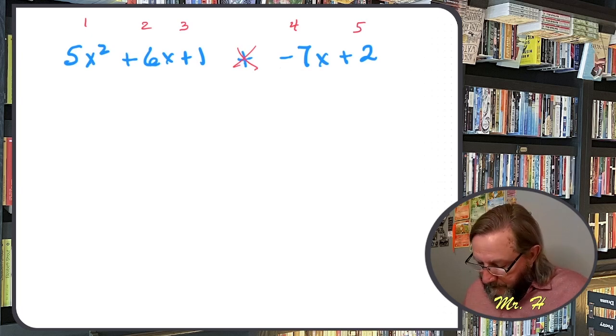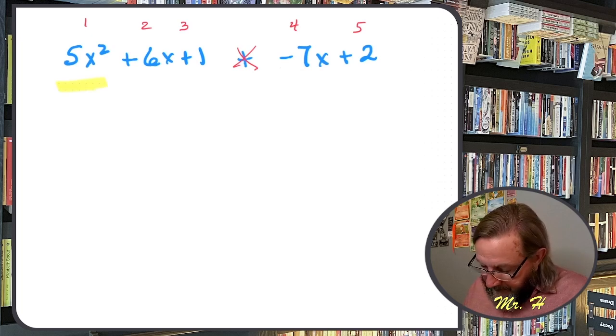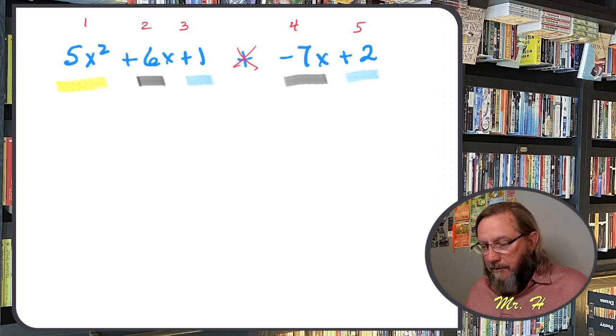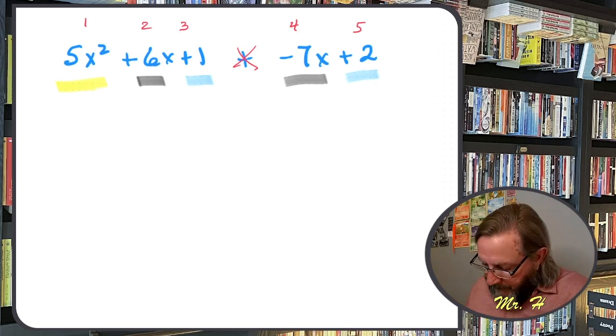So I'm looking through this and I've got a 5x squared. I have a 6x and a negative 7x. Those are like terms. I've got this plus 1 and I've got a plus 2 that are like terms. I'm going to put all these together into my final answer. I'm going to put the variable with the highest exponent first, working my way down, and remember the constant goes at the very end.